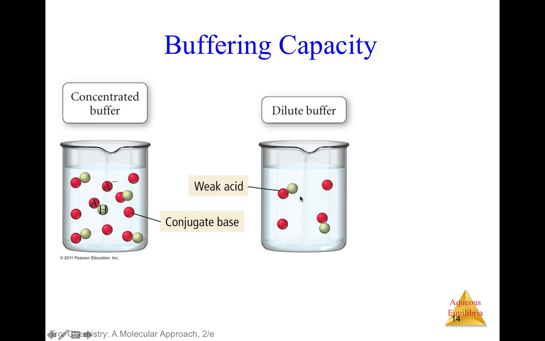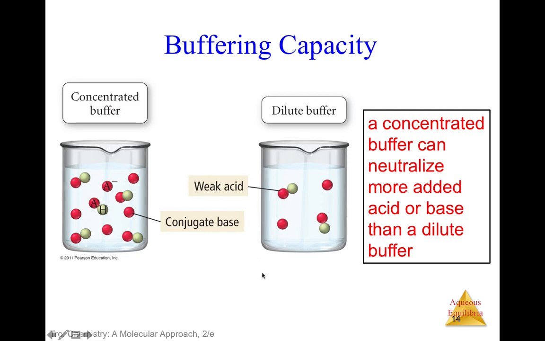Because you can imagine here, you only have 2 moles of the weak acid, 2 moles of the conjugate base. That means if you were to add 2 moles of strong acid, it would protonate both of these and you would only have a weak acid. There would be no more buffer. Concentrated buffer, more moles of weak acid and weak base that can react with a strong acid and strong base added. So a concentrated buffer can neutralize more added acid or base than a dilute buffer, which makes it a better buffer.